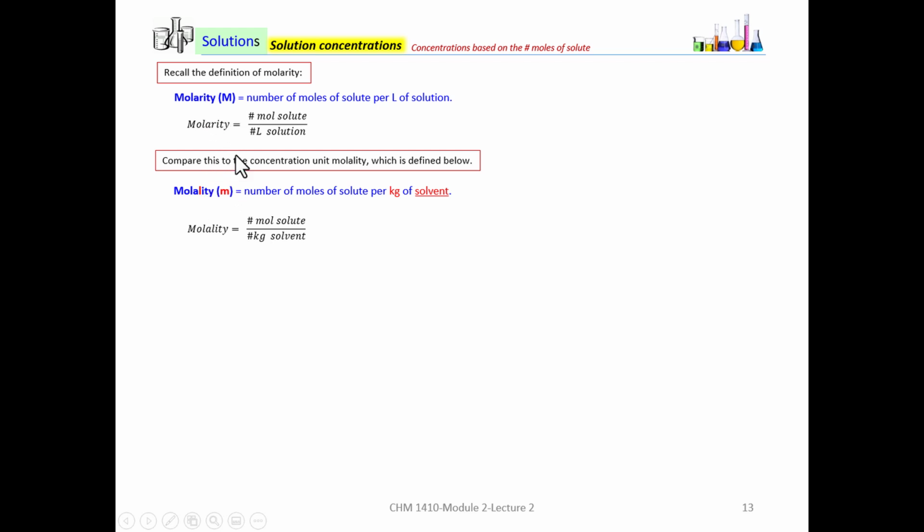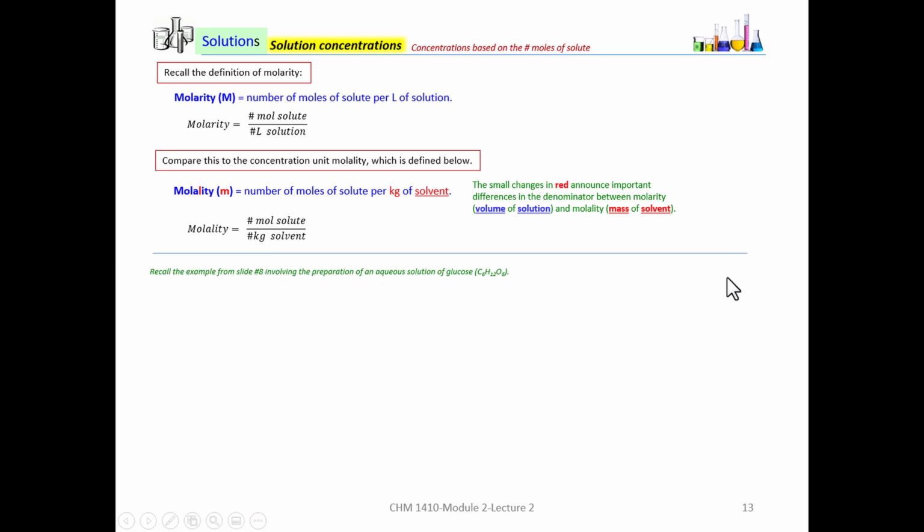The symbol for these two are different, but the most important thing is to realize that the denominators are totally different. So in molarity, the denominator contains the volume of the solution, the volume being in liters, and in molality, the denominator involves the mass of the solvent, in this case kilograms of solvent.